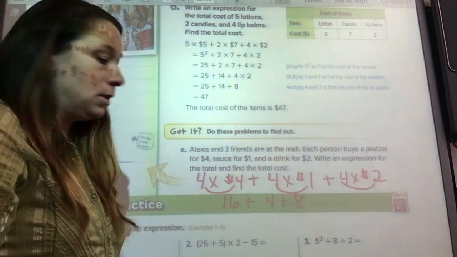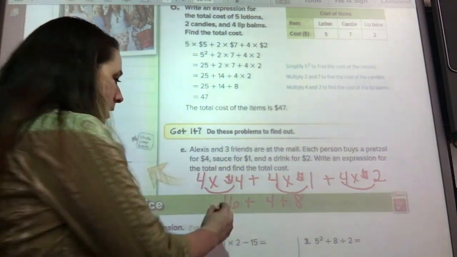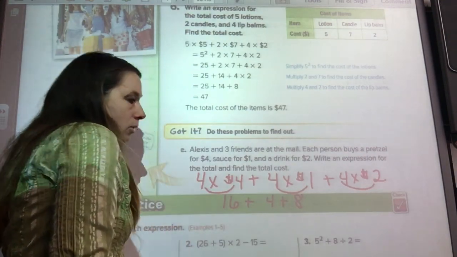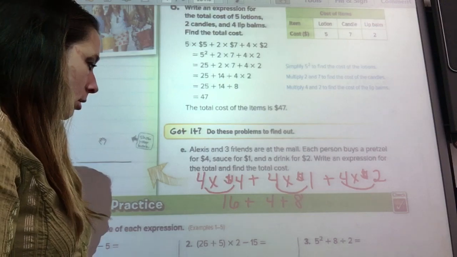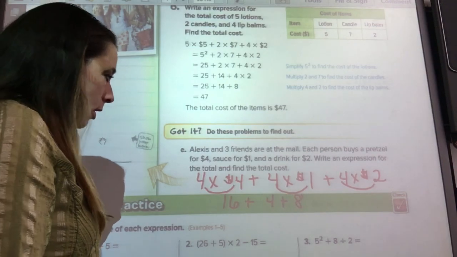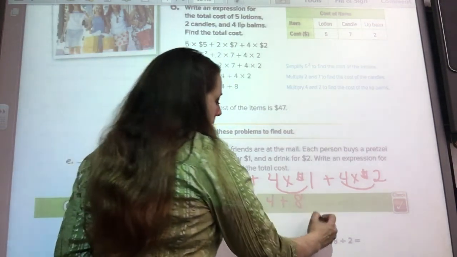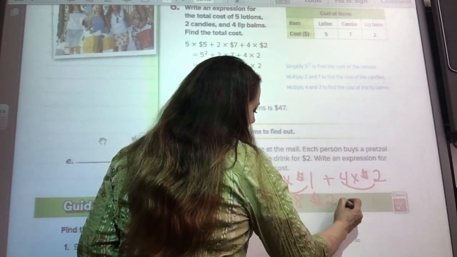Now we just got to add up these values. I know it's a little dark. 16 plus 4 plus 8. So 16 plus 4 is what? 20 plus 8, it costs them $28.